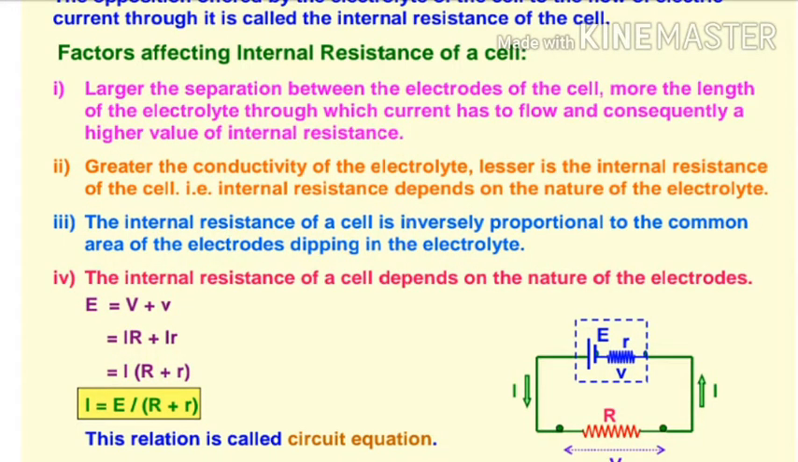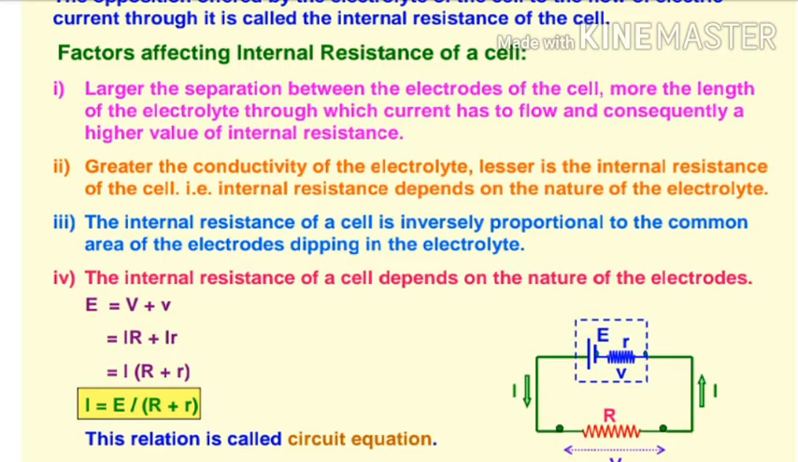Now the fourth factor is that the internal resistance of a cell depends on the nature of the electrodes. It means which material you take to form the electrodes, for example copper or aluminum. We know that different electrodes offer different conductivity and resistivity. So if we take a highly conductive metal for the electrodes, then it offers a small resistance, but if we take a less conducting element for the electrode, then it offers a higher internal resistance.